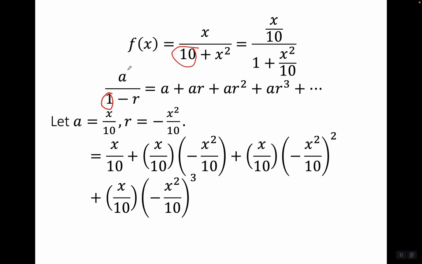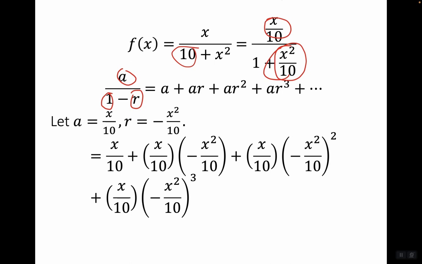So now we can use this formula. You can see that a is going to be x over 10, and r is going to be x squared over 10. Oh, that's great. Or actually, r is negative x squared over 10. Be careful about that because it's 1 minus r, and so if this is 1 plus x squared over 10, that means r is negative x squared over 10.